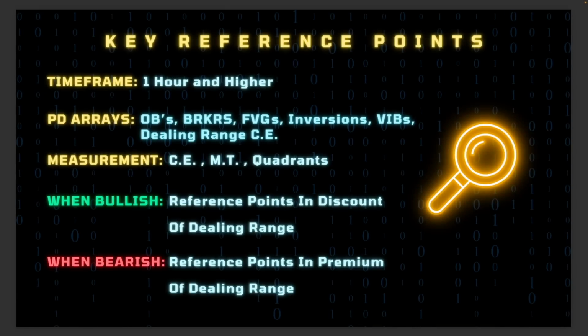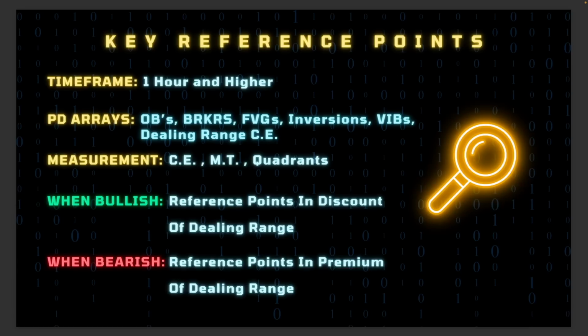So what have we discussed already? Institutional order flow, IPTA, right? And dealing ranges. Now we need to be able to identify key reference points. What time frame do I look for with these key reference points? 1 hour or higher. What PD arrays do I use? Order blocks, breakers, fair value gaps, inversions, volume imbalances, and dealing range consequent encroachment, or 50% of whatever dealing range we're operating in.